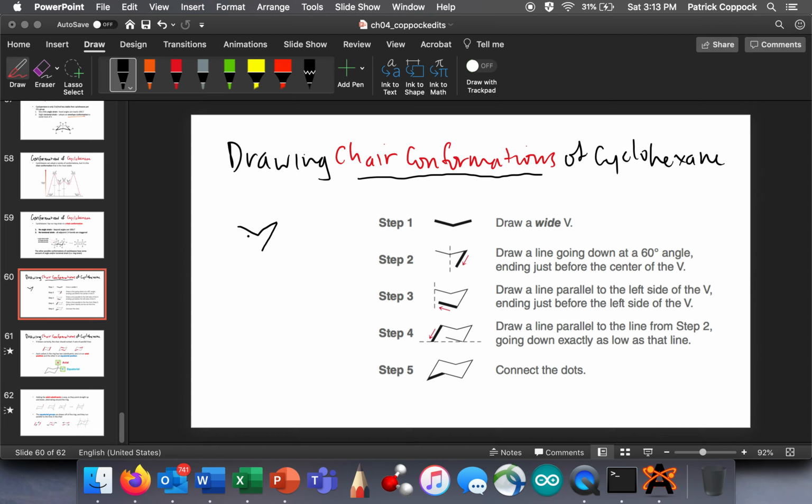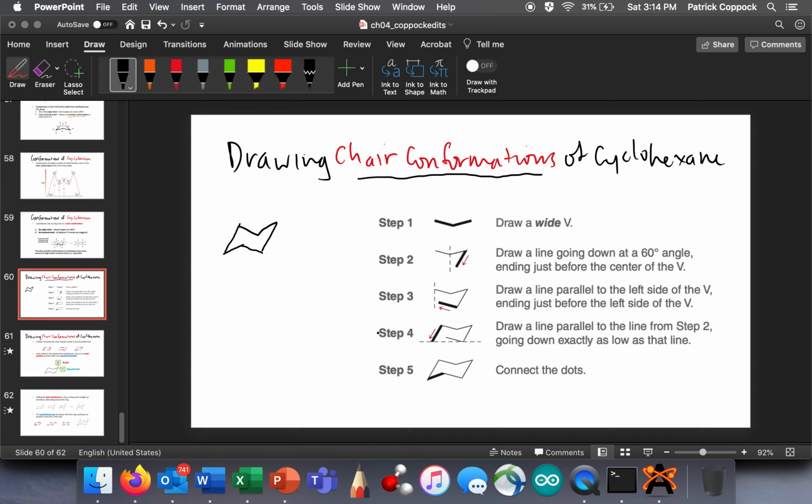You draw a bond going down. Then after that, you draw one going up. Now watch, this one going up has got to be parallel to that one. You see that? See how those are parallel? And then you draw another one going down that's parallel to that. And then finally, you put the two together.